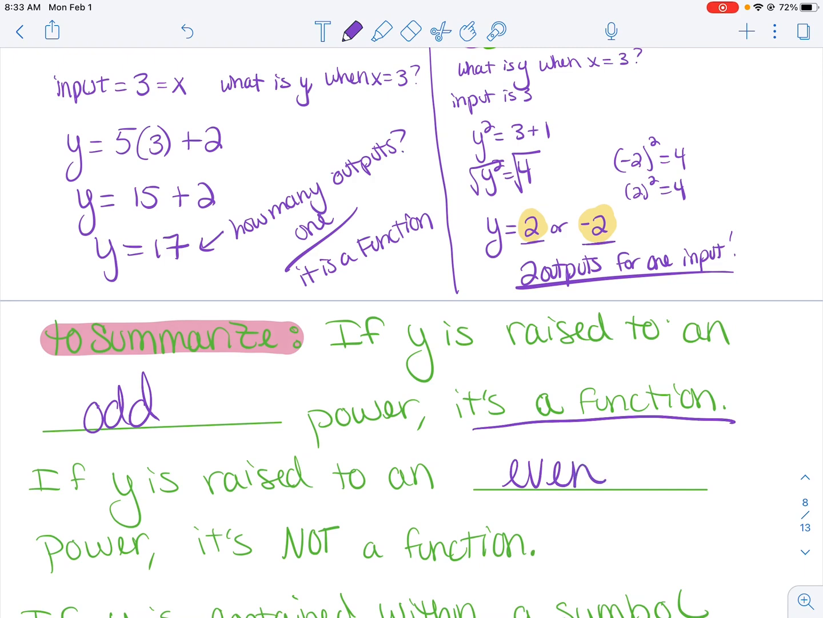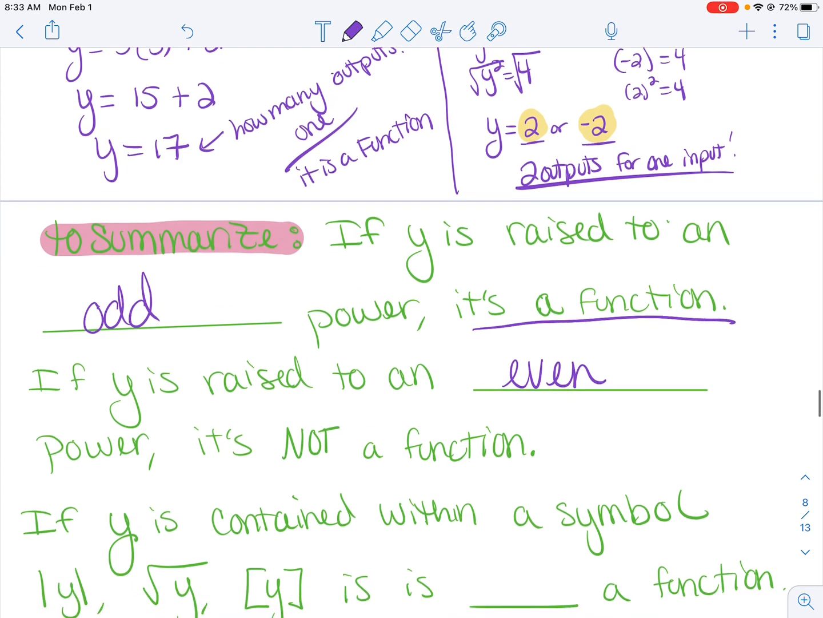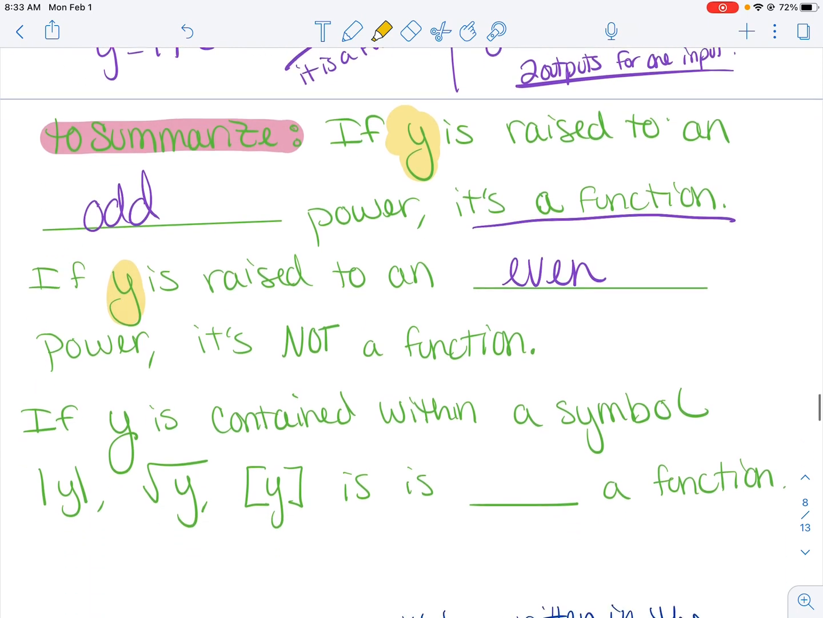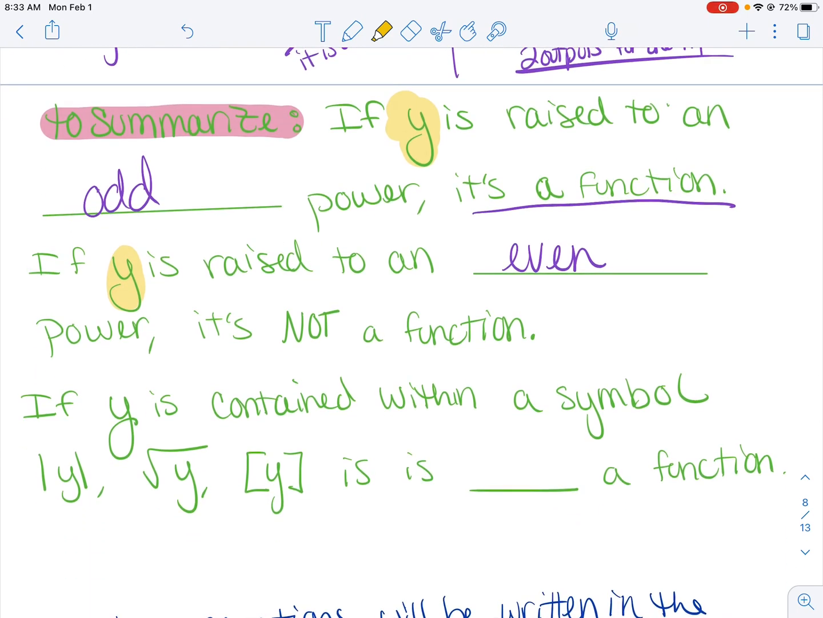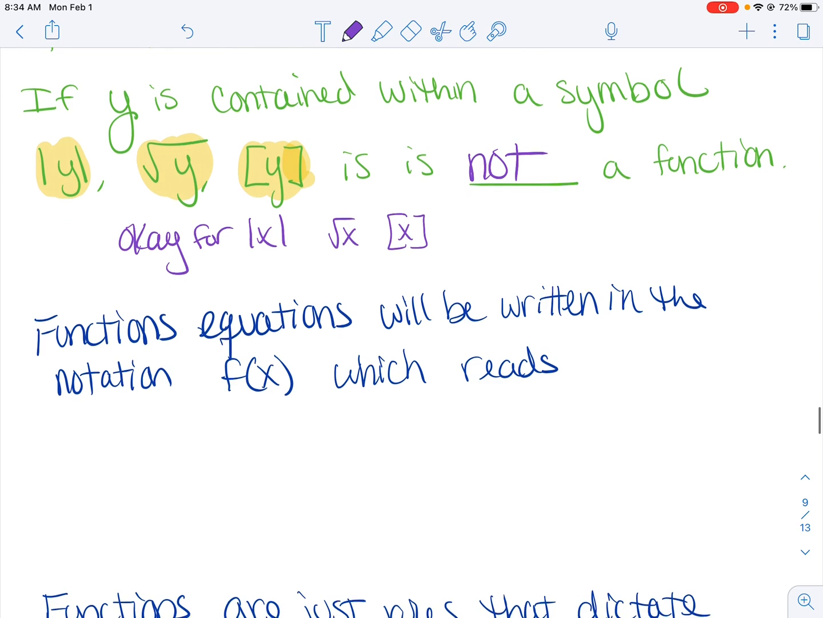If y is raised to an even power, like 2, 4, 6, 8, it's not a function, all right? And it only matters what's happening to the y. Y is what determines your outputs, right? The other piece of information is if y is contained within a symbol, like absolute value, like a square root, or this is called a step function or a greatest integer function, it's not a function. It's okay for x to be in those symbols, all right, but it's not okay for y. So that's really important there.